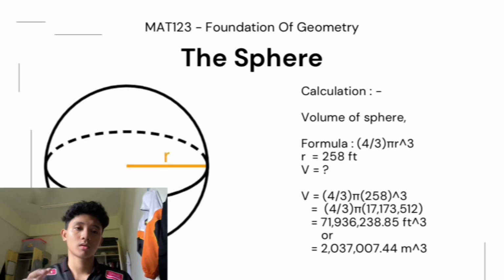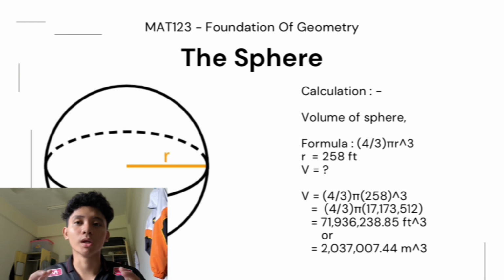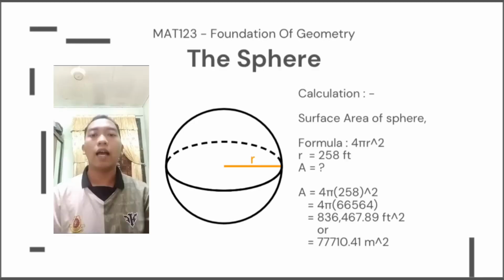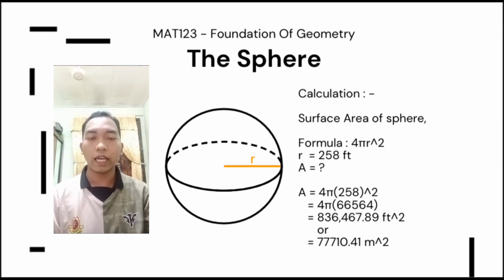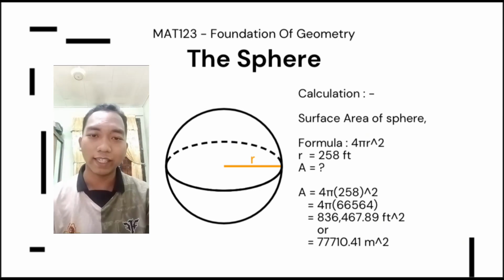We choose the MSG Sphere for our application of geometry to calculate the volume of a sphere. The information given is the radius of the sphere, which is 258 feet. Just put the radius in the formula and type it in the calculator. We can get the sphere's volume, which is 71,936,238.85 cubic feet, or 2,037,007.44 cubic meters. Hi, my name is Muhammad Syahmi and I'm from class J CDCS 1431S.